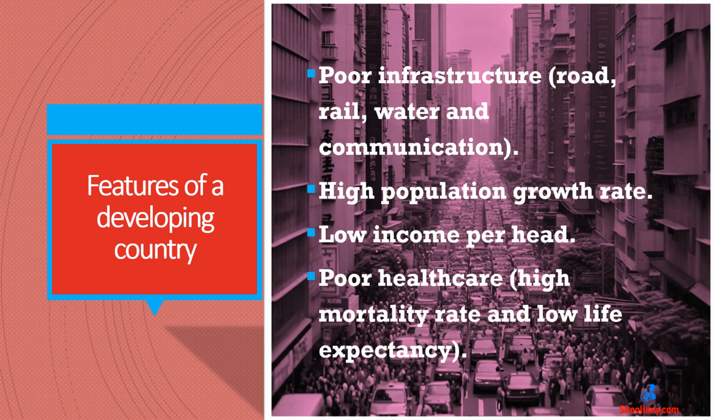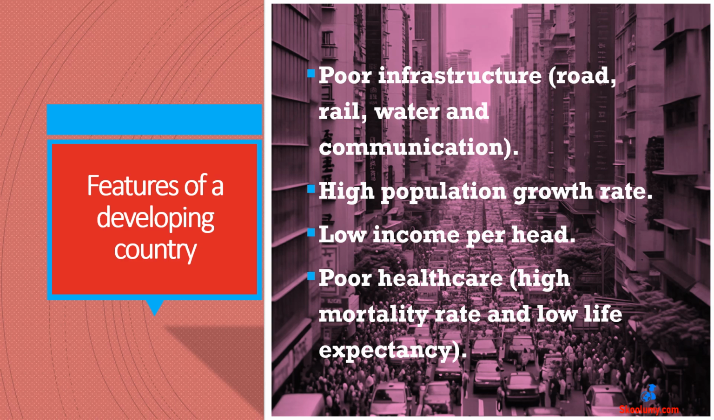What are the features of a developing country? A developing country has low living standards or quality of life, while a developed country has high living standards or quality of life. We will explain some features of developing economies. Number 1. Poor infrastructure. Developing or underdeveloped countries lack the physical amenities that can enhance the quality of life, e.g., good roads, railways, airports, proper sewage system, adequate water supply, and good communication network.